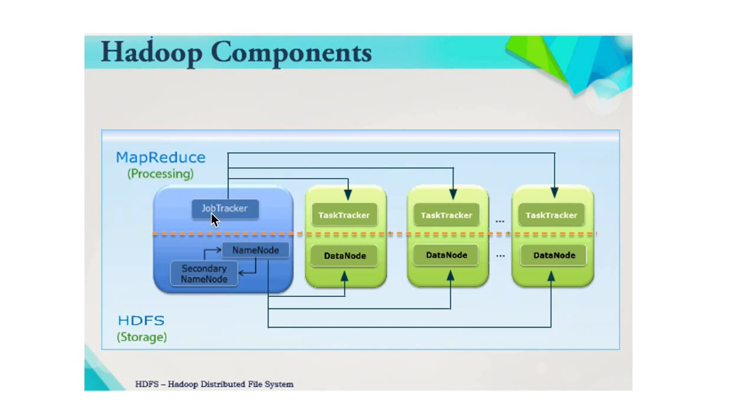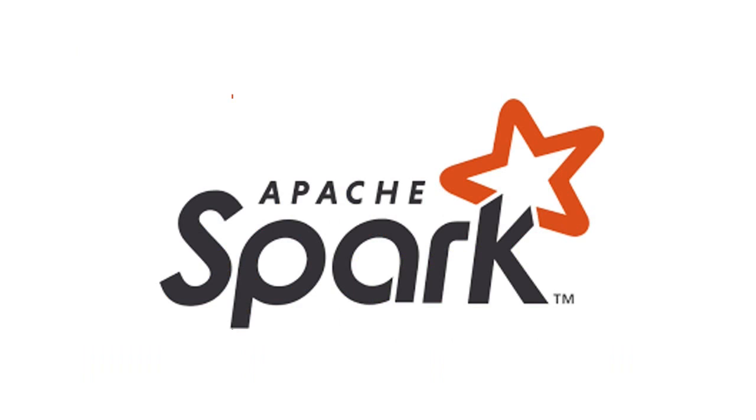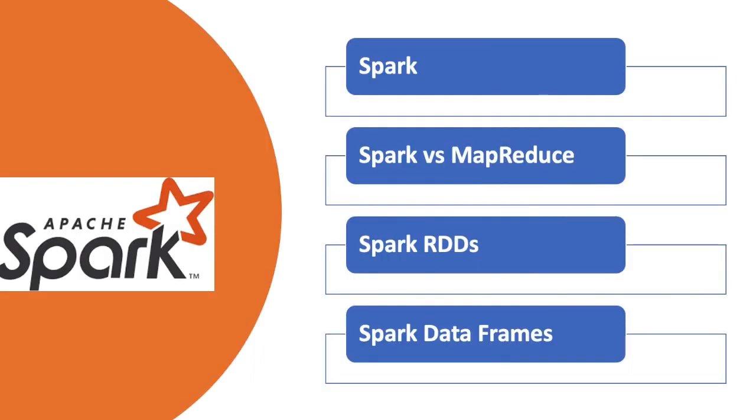MapReduce consists of a single job tracker and multiple task trackers. The job tracker sends the code to run on multiple task trackers. The task tracker allocates CPU and memory for the tasks and runs the tasks on the worker nodes. Spark improves on the concept of the distribution. Now let's see the overview of Spark, Spark versus MapReduce, Spark RDDs, and Spark data frames.